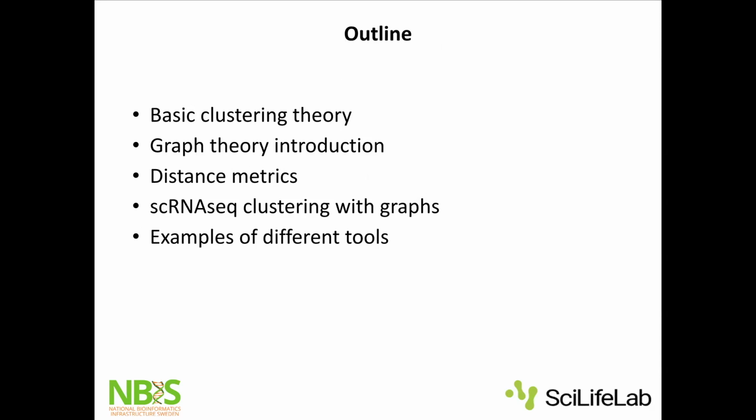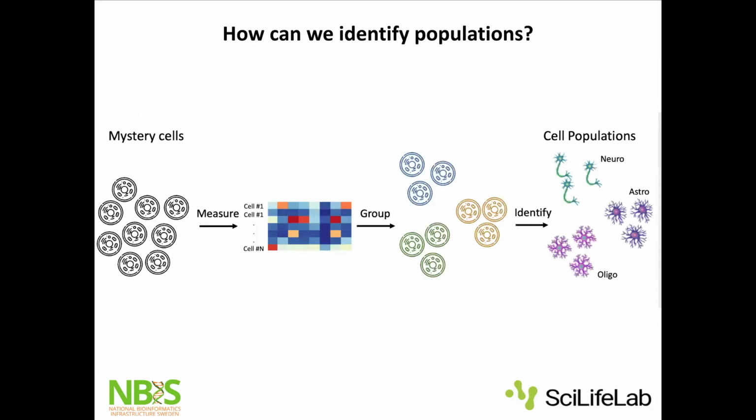So I will try to go through a bit of basic clustering theory, especially a bit of graph theory, and then talk about different distance metrics we can use, and then show a bit of single cell RNA-seq clustering and examples of other tools. So what you have now is that you measured gene expression for a bunch of cells, and we want to group them into some groups that make sense, and then say that this is cluster oligo, this is cluster neuro, and so on.